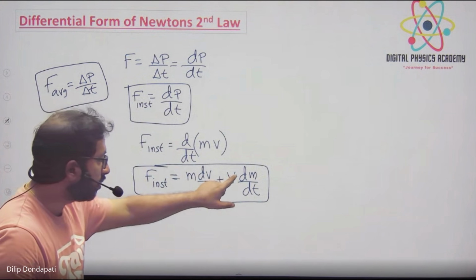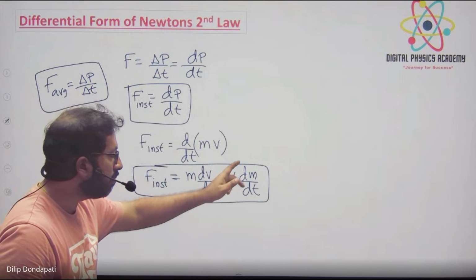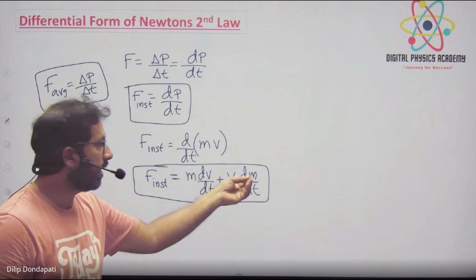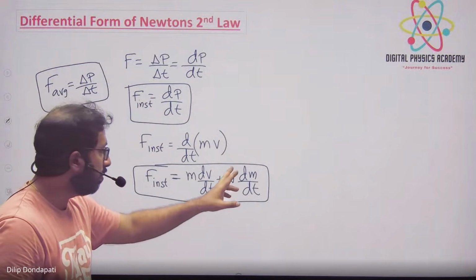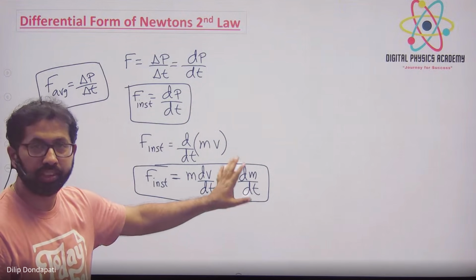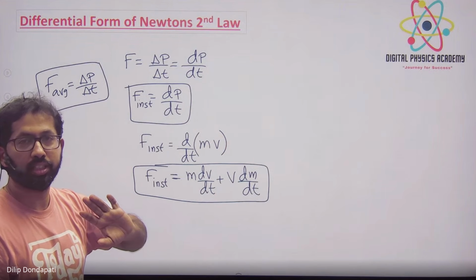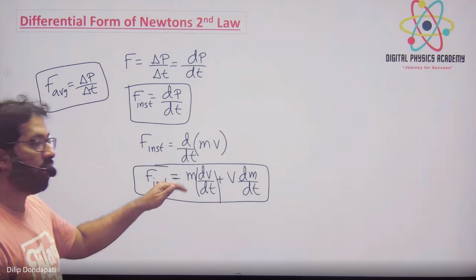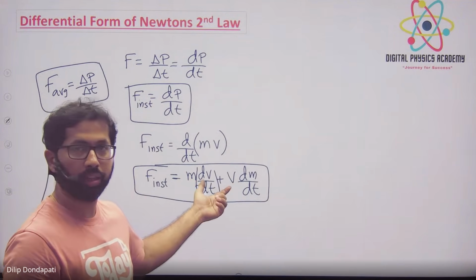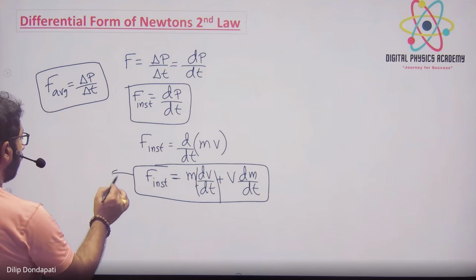See, sometimes in a question they'll tell you every second mass is decreasing by 1 kg per second or 20 grams per second. So that time, in place of dm by dt, we have to write that value. And dv by dt, every second the velocity is getting changed, that we have to substitute here. So this is the exact second law.